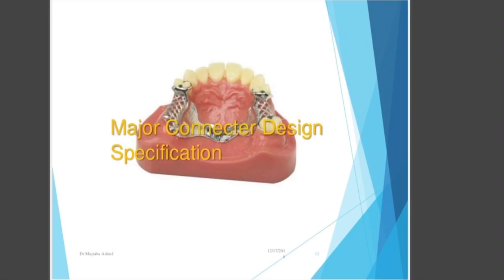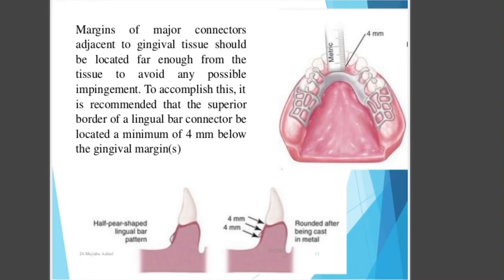So coming to the design specifications, as we have gone through the 3 guidelines, now let us go to the specifications. Margins of the major connectors adjacent to the gingival tissue should be located far enough from the tissue to avoid any possible impingement. Since the gingiva is a very delicate soft tissue, it should not be covered by the major connector. It should be placed far enough.